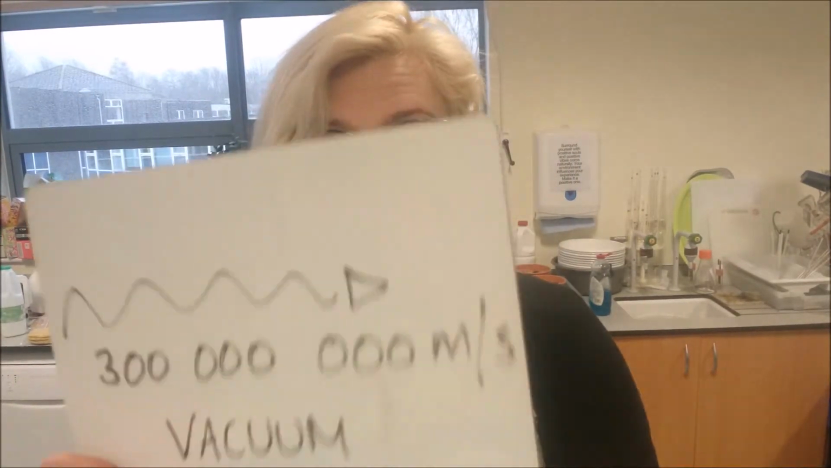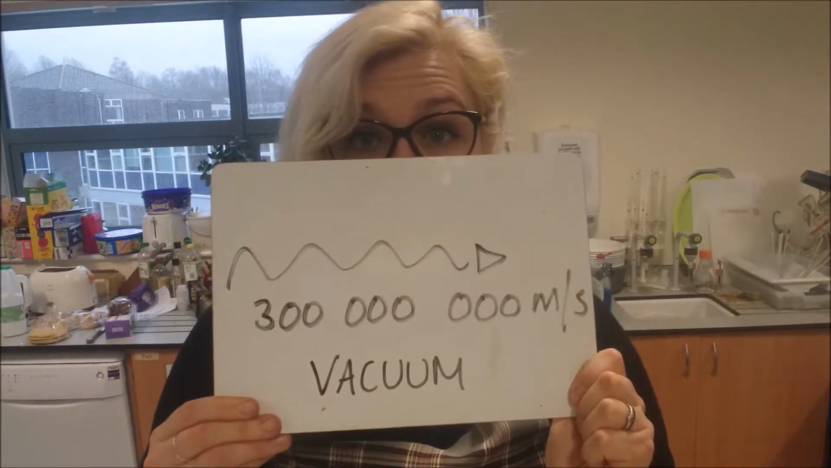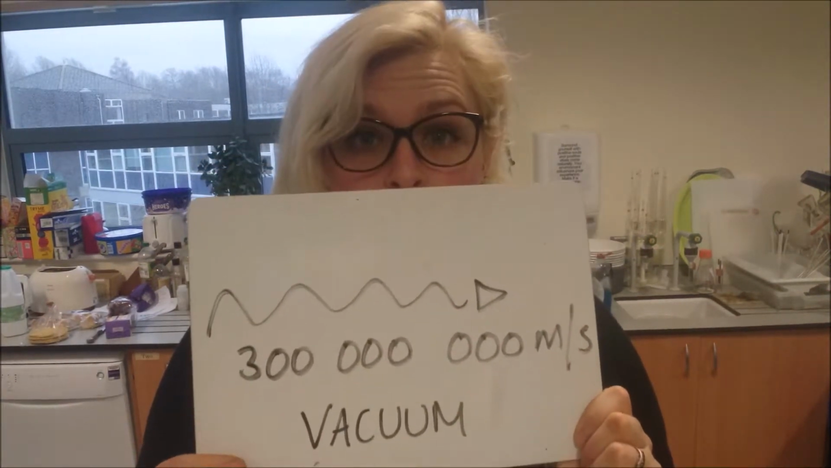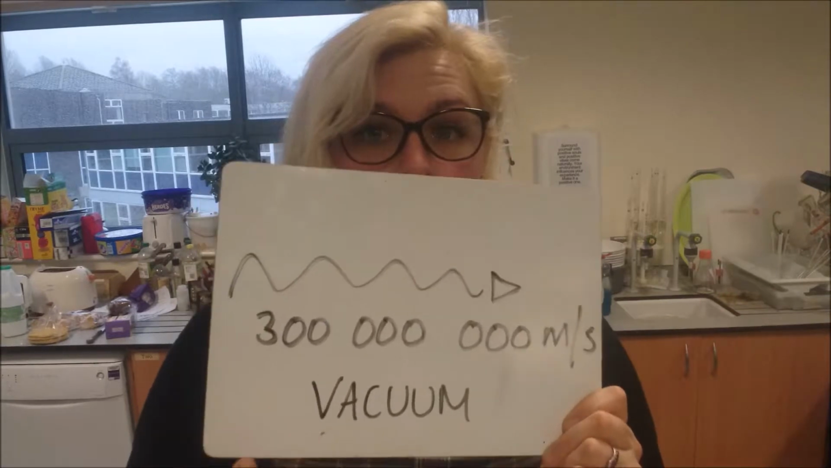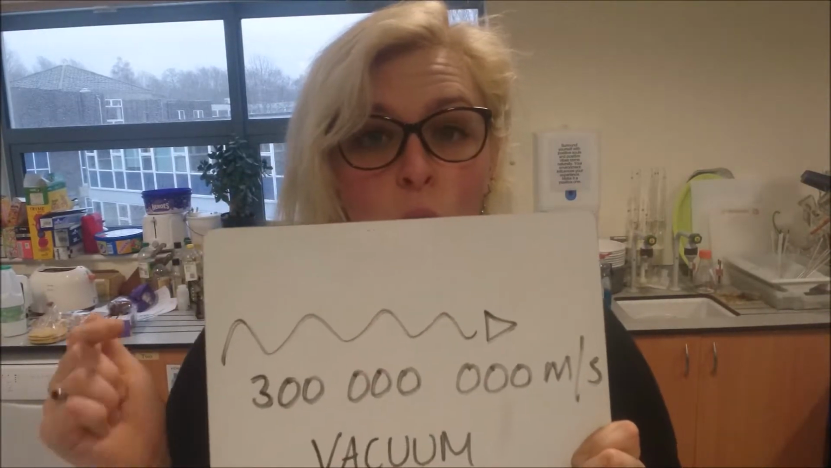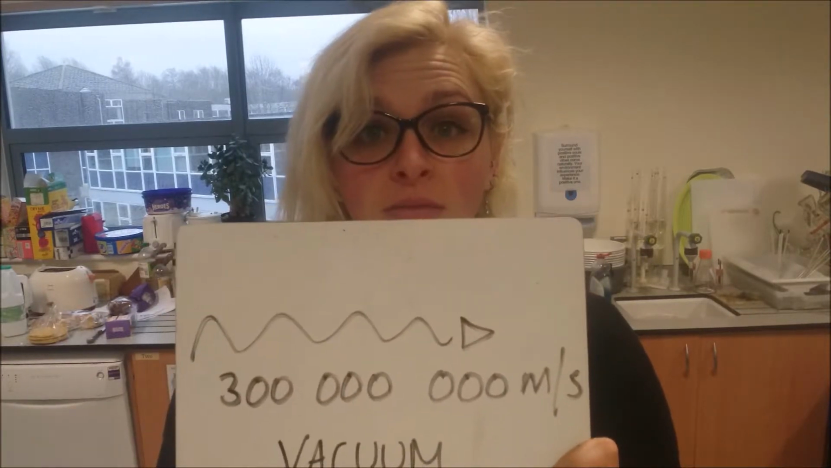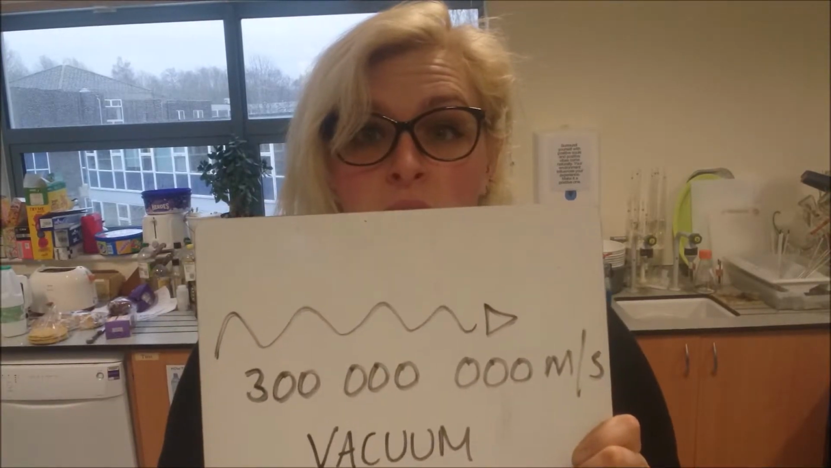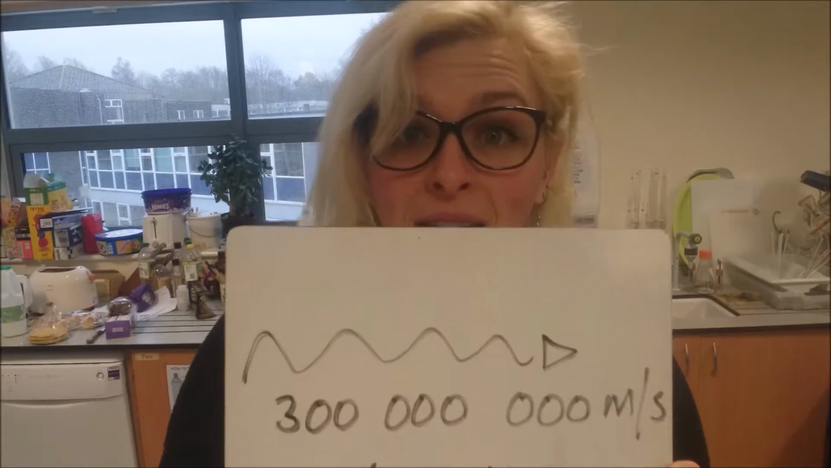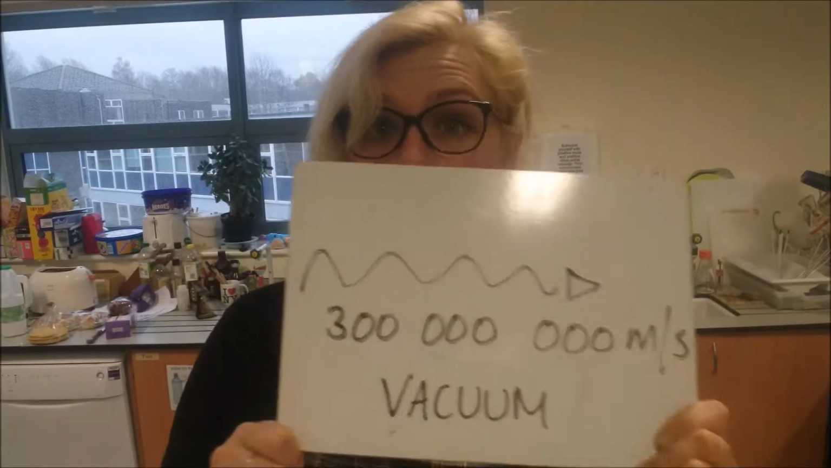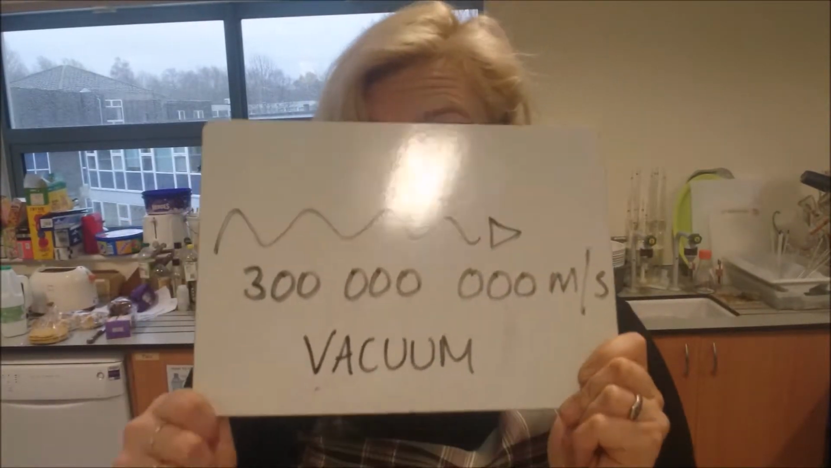Things that they all have in common are they all travel exactly the same speed through a vacuum. So all of them, without any material to travel through, so a vacuum has no material to travel through, all of them will travel at 300 million meters per second. That's the speed of light, because light is an EM wave. So they all travel at the same speed in a vacuum. Different materials will mean that they move at different speeds. Fact.